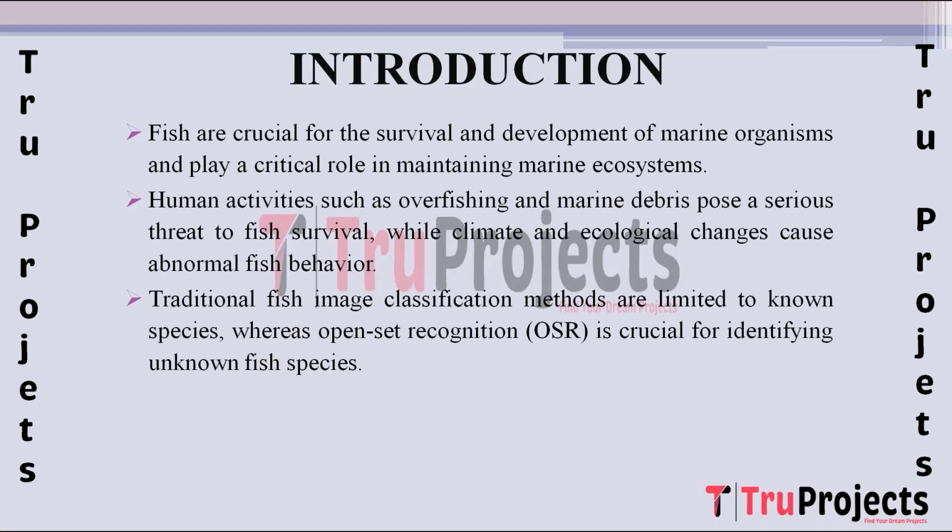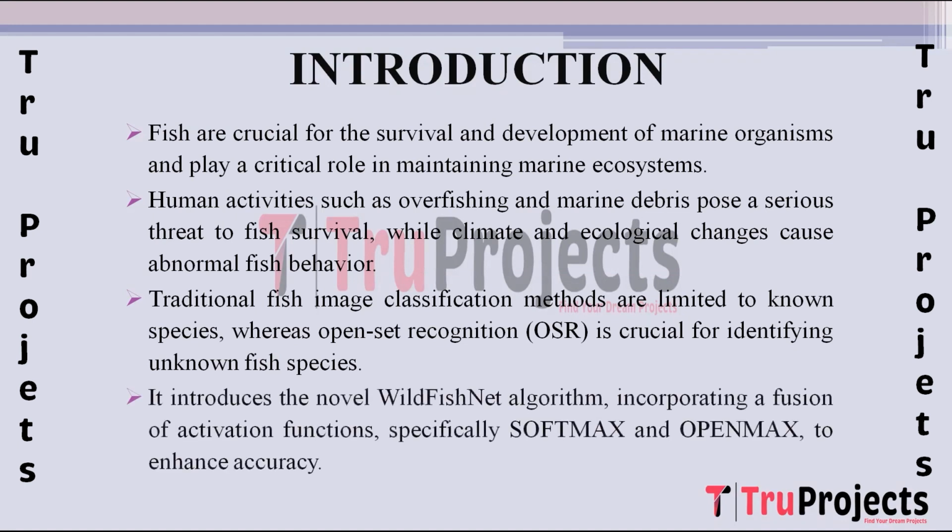Traditional fish image classification methods are limited to known species, emphasizing the importance of open set recognition (OSR) to identify unknown fish species. The project introduces the novel WildFishNet algorithm, combining softmax and openmax activation functions to enhance recognition accuracy and mitigate prediction errors.